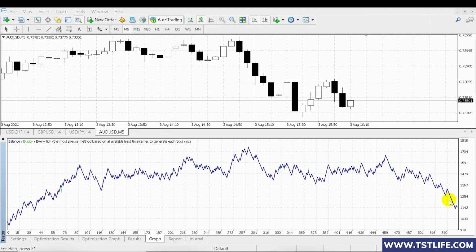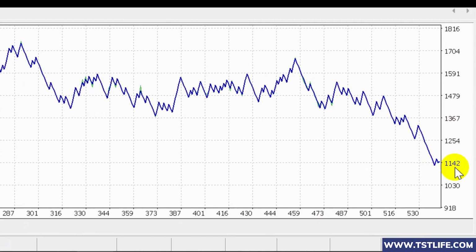Alright, let's look at the results now. We can notice that the strategy worked quite well at the beginning. We even managed to grow the account by more than 70%. Then we recorded a massive drawdown and lost almost 36% of our trading balance.